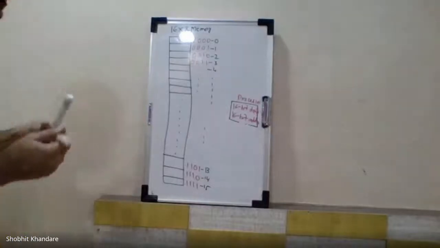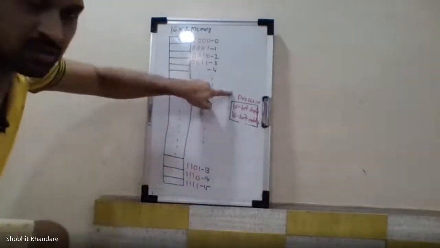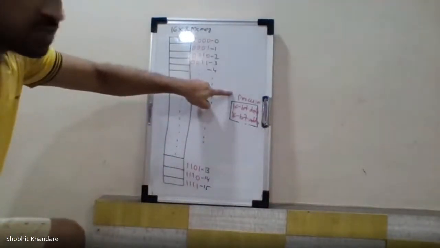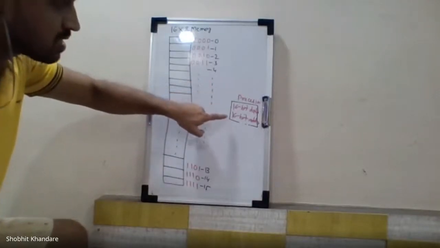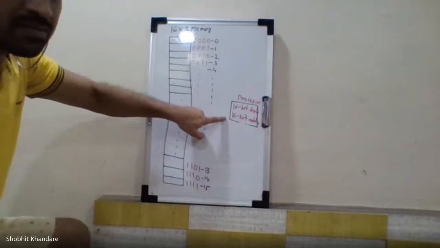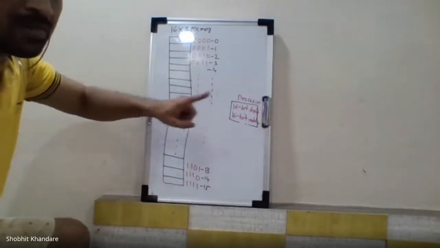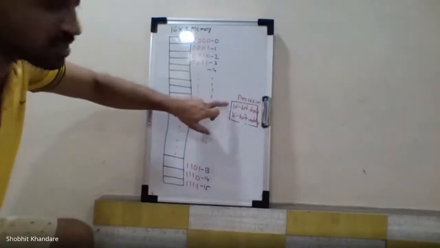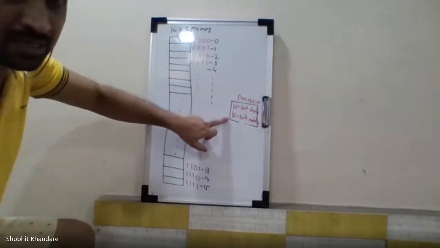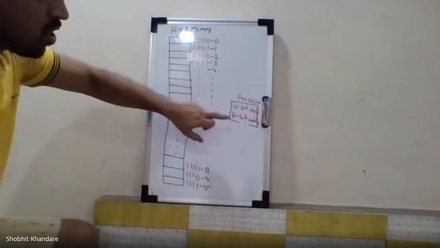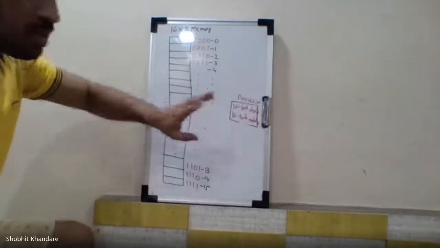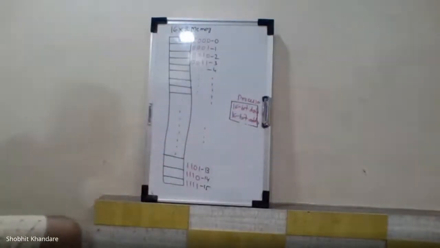Now this is one processor, which has a 16-bit data bus and a 16-bit address bus. Like our 8086 had a 16-bit data bus and 20 address lines, but this particular processor has a 16-bit data bus and a 16-bit address bus. Both address and data are 16-bit.